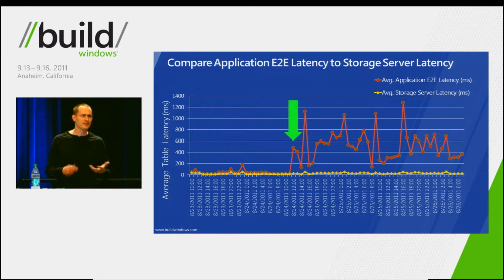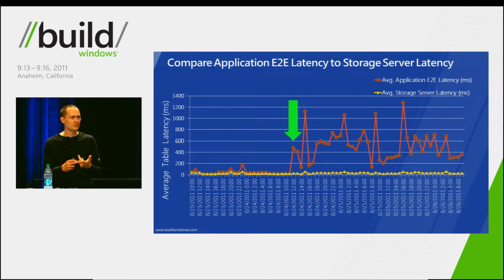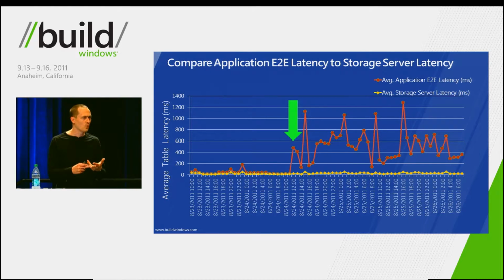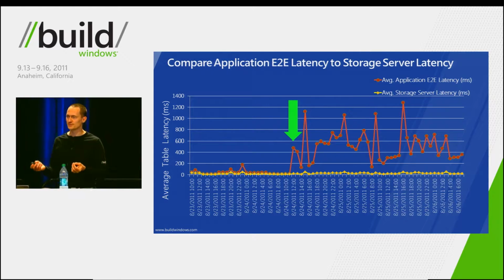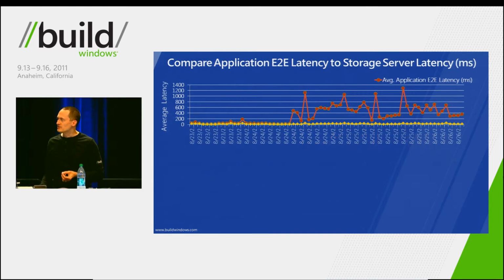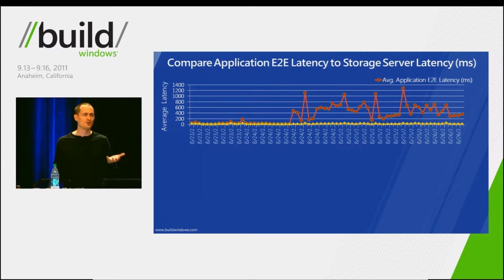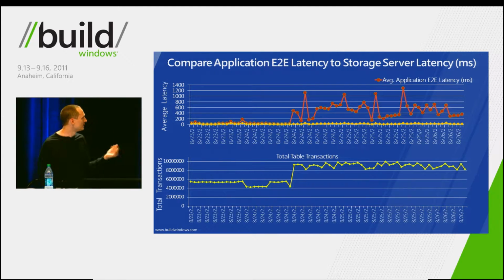But as you can see, the server-side latencies stayed relatively good. So that typically would mean that there's something going on with the application. Either the application or the VM is overloaded, or maybe there's a network issue between the application and the storage service. So the next thing they look at usually is, let's look at the metrics again, but let's look at the total transaction count to see if the load went up. And lo and behold, it did.